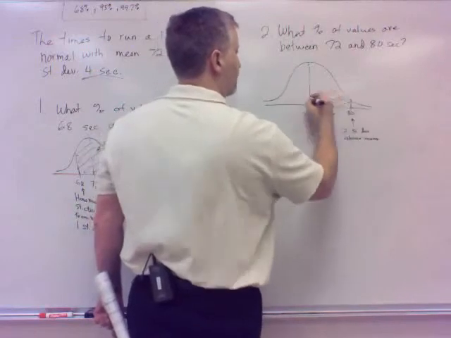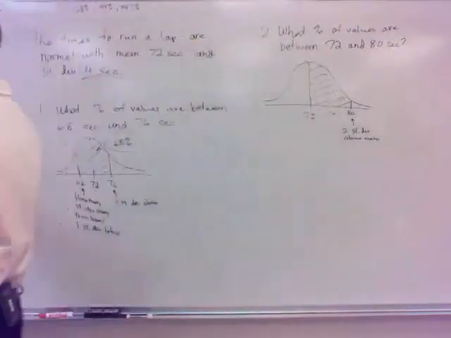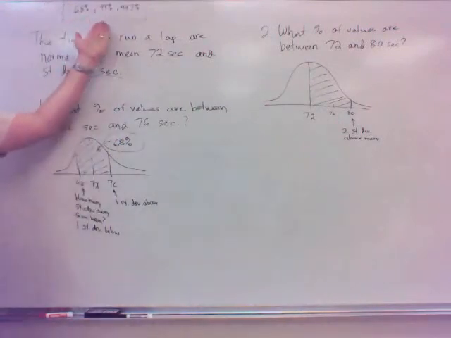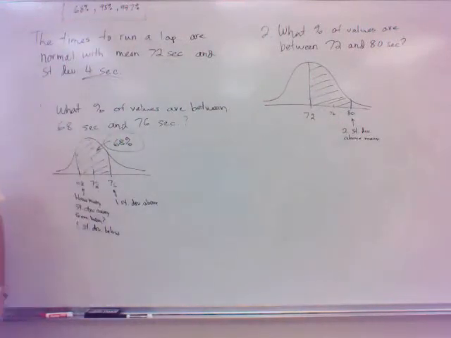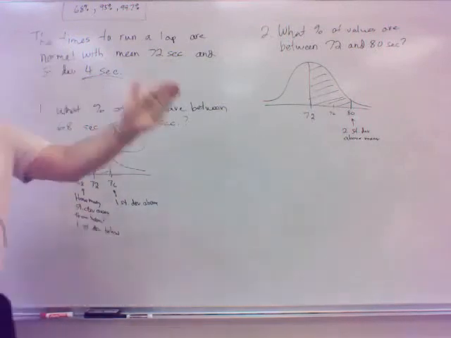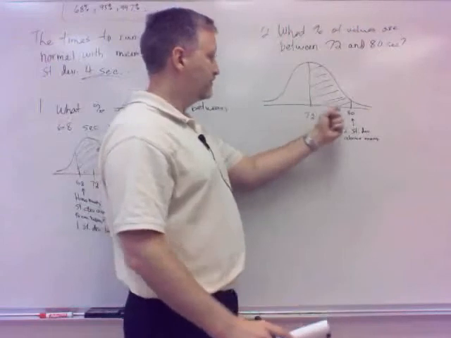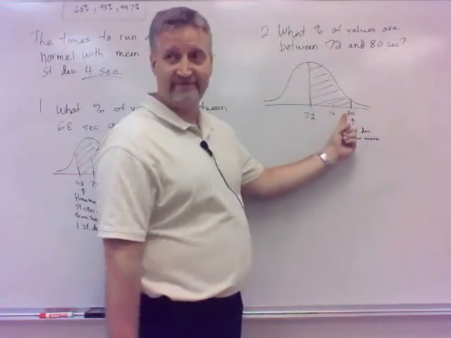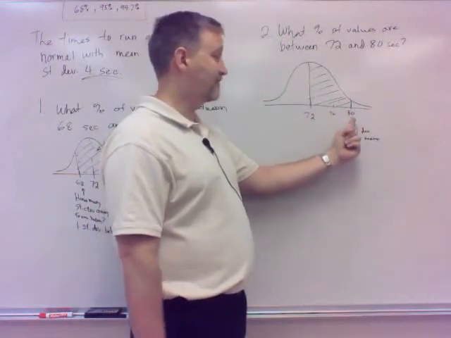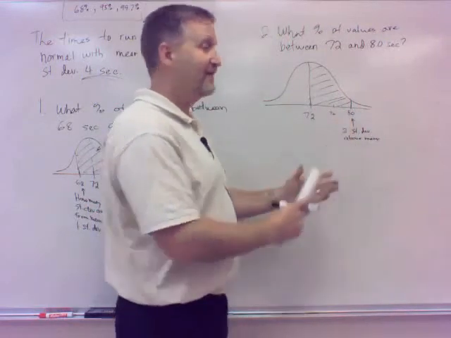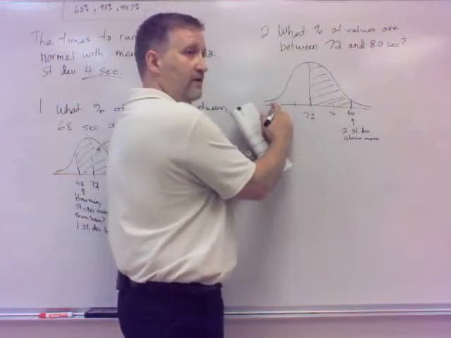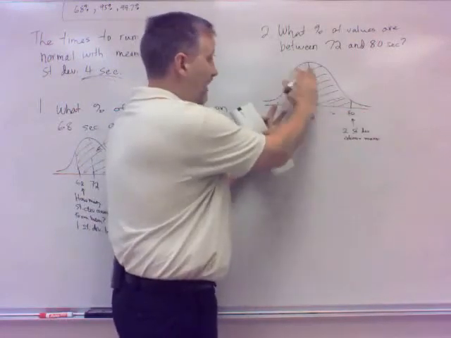Now, which percentage up here has to do with 2 standard deviations away? It's the 95. However, the answer here is not 95. Why not? Because 95 goes from 2 standard deviations below to 2 standard deviations above. I'm only going to the above part. You see what I'm saying? I don't want that part.